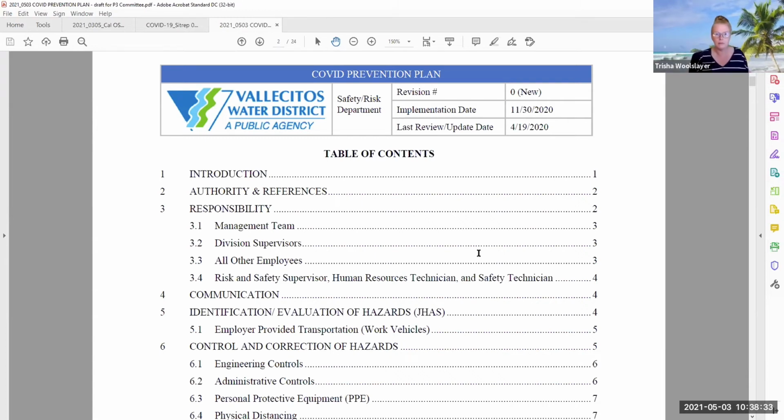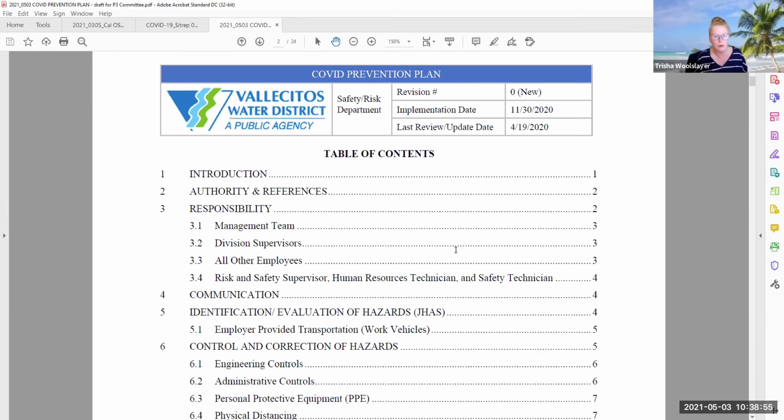and the legal requirements. So just real quick, there's an introduction, there's authority and references. I'll take you to those so you can see authority and references. And then we always assign responsibility. So what's the management team responsible for? What are employees responsible for? What do supervisors have to enforce versus someone else?